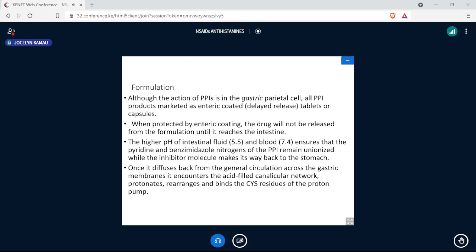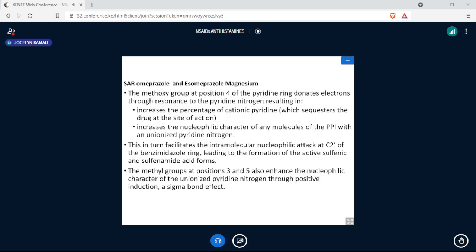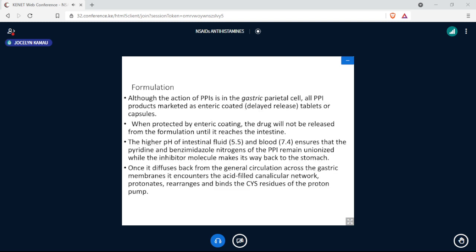Because when the receptor is near, activation is near, then for sure you will get maximum activity. So make sure that when you answer your questions, assume the doctor knows nothing. That's what I always tell you. Assume you are explaining to somebody who does not understand anything for you to acquire maximum points.